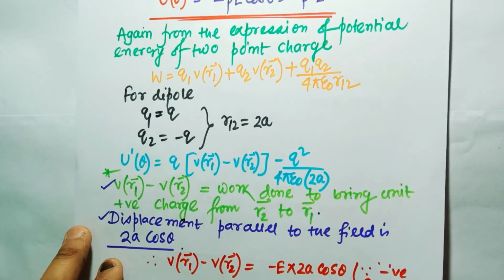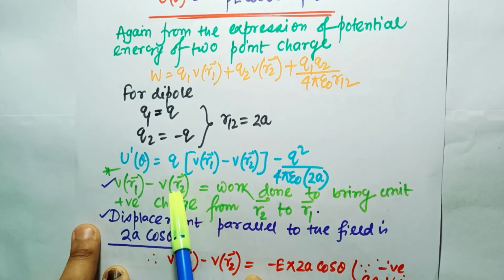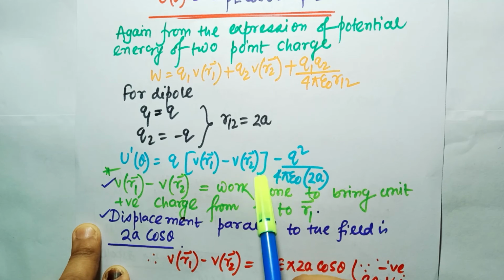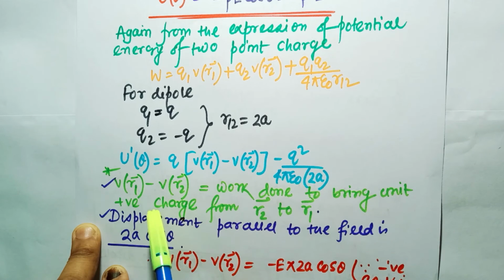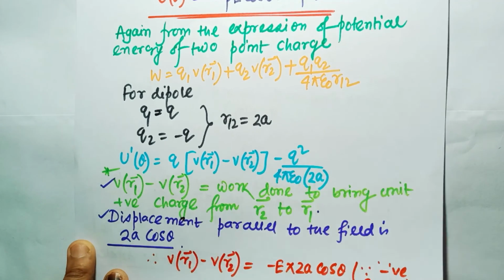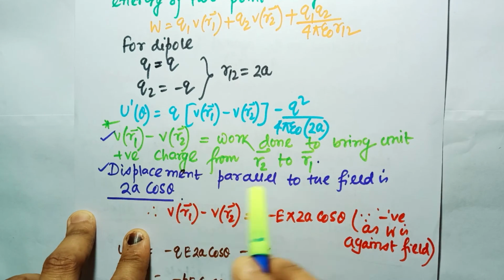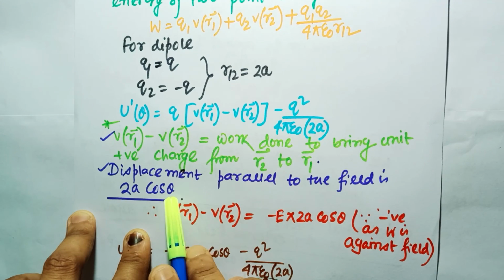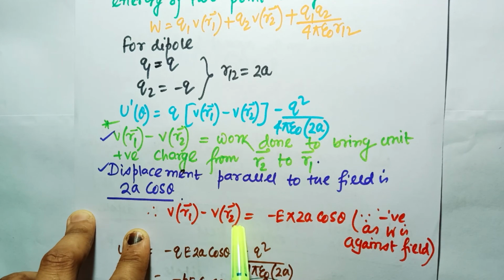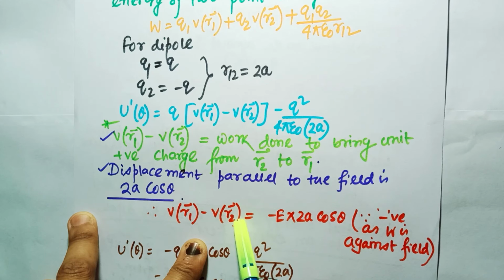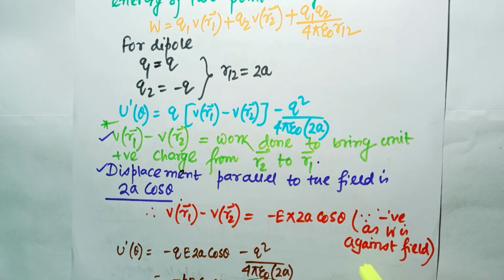So the expression for the potential energy becomes U prime of theta equal to Q times V of r1 minus V of r2, minus Q squared by 4 pi epsilon naught 2a. Again, V of r1 minus V of r2 is the work done to bring a unit positive charge from r2 to r1. So it means the displacement, and the displacement parallel to the field is 2a cosine theta. The work done will be force times displacement. The force means the charge times the electric field, and the charge is plus 1 unit. So it is only minus E times 2a cosine theta.